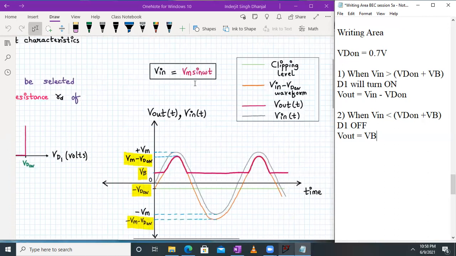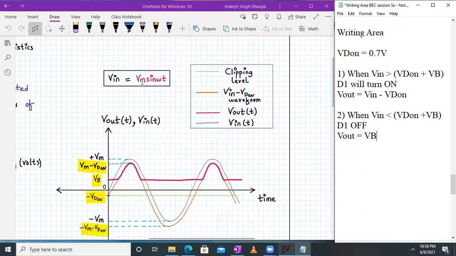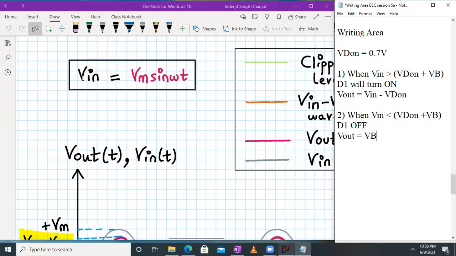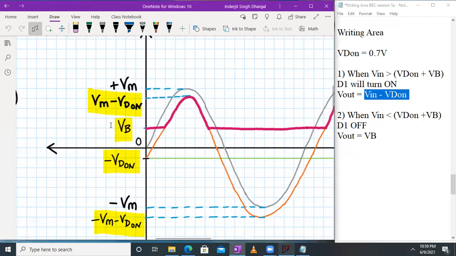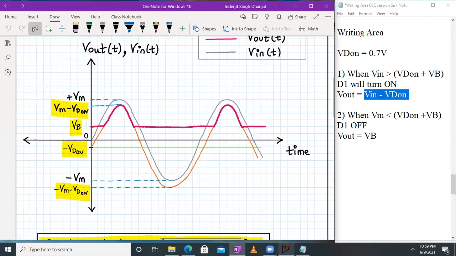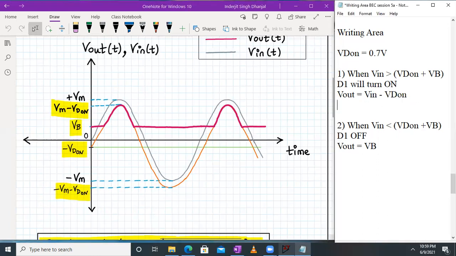Let us see that. Now I hope you remember the concept of tracking. So over here, Vin is Vm sin omega t. For the various colors, the green one is the clipping level. The orange one is my tracking level, which is the Vin minus VD on level over here. The output is magenta and the gray color is input. So first of all, let us try to understand. Don't directly jump and interpret the output. First, understand how to draw it. So first you draw the input with respect to time. Then you draw the clipping level. Now what is the clipping level over here?